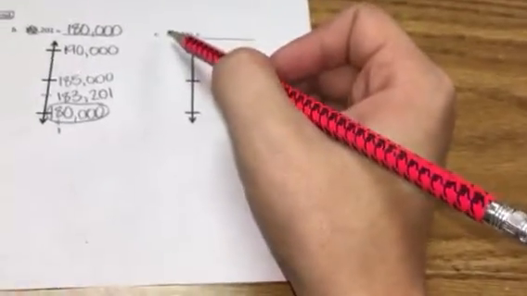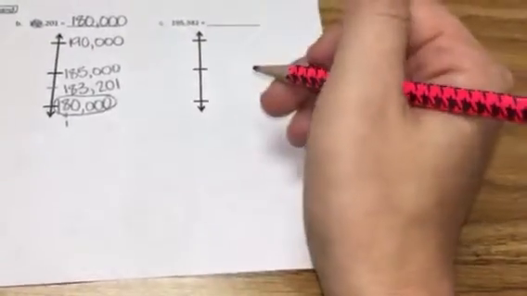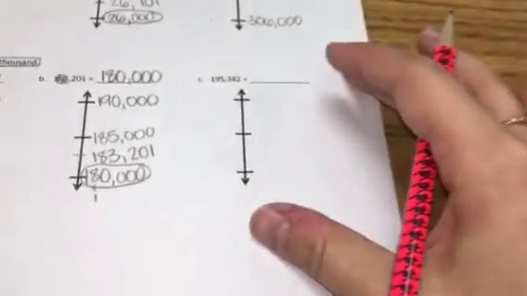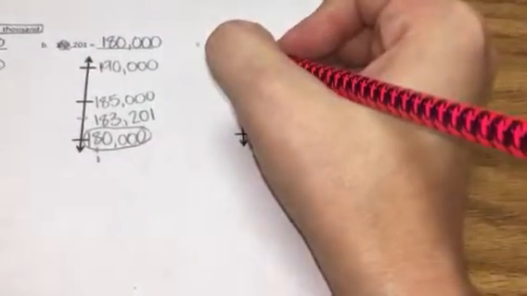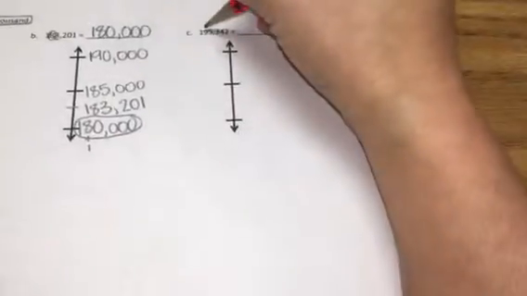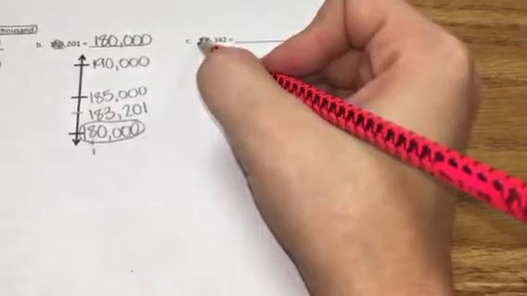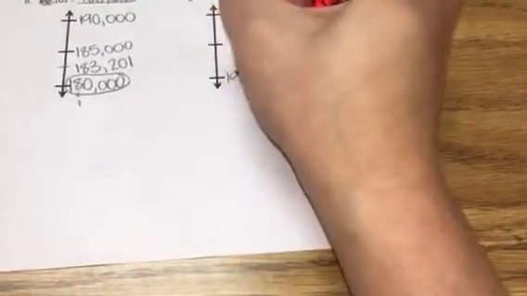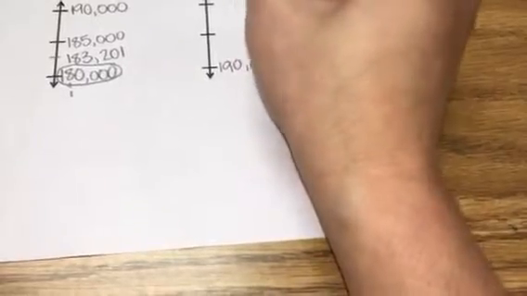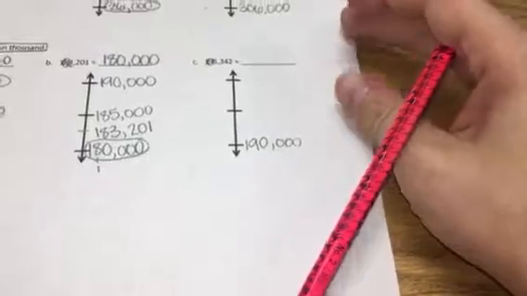All right, look at C. We have 195,342. Again, we're rounding to the 10,000s place. Ones, tens, hundreds, thousands, 10,000s. So we're going to circle the 9. So this will become 190,000. Then we want to add a 10,000.